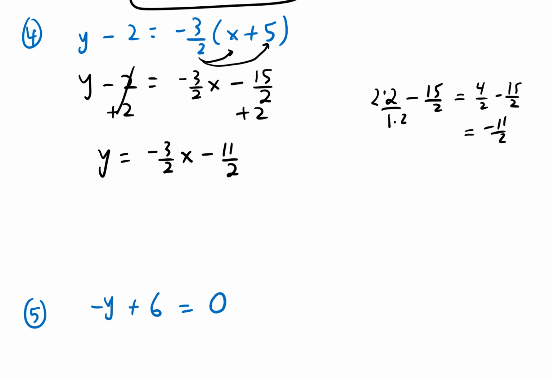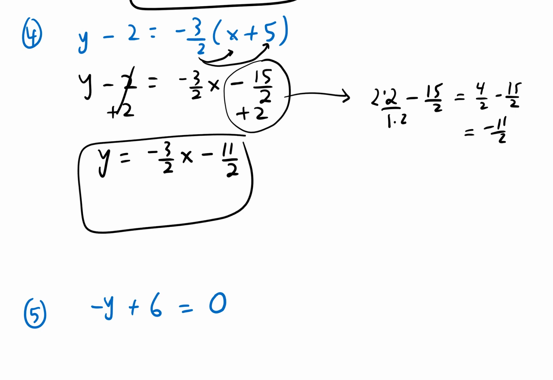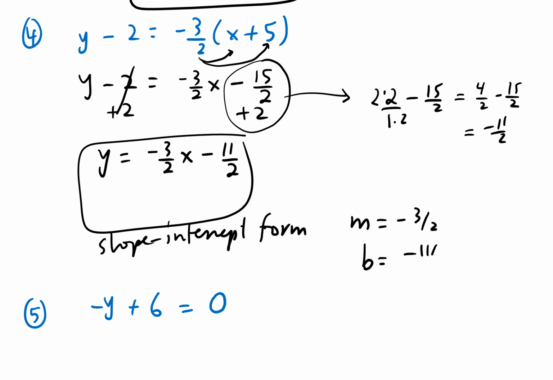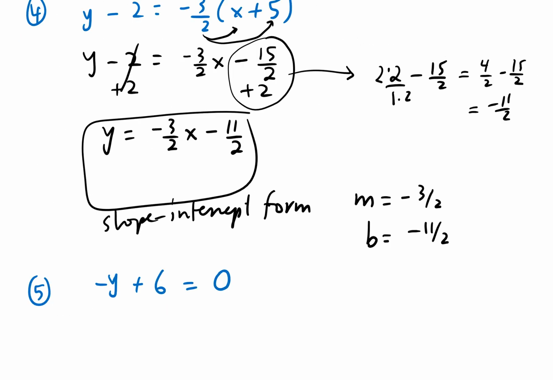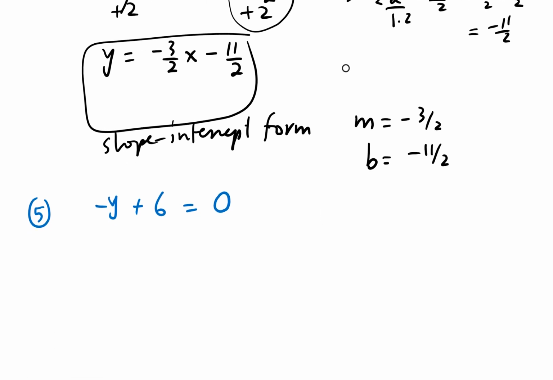Keep in mind, you want to combine these as I did on the side. So this form is the slope-intercept form of the straight line. Here the slope is negative 3 halves and the y-intercept is negative 11 halves.